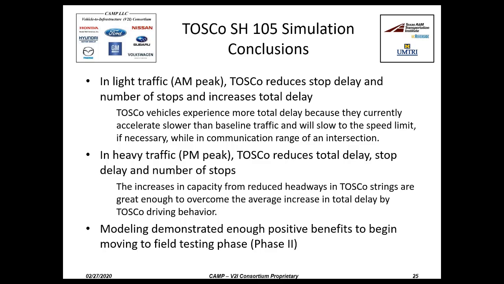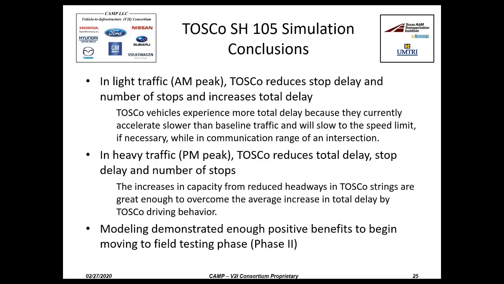One of the things that we're looking at in phase 2 of this project that is ongoing is what sort of acceleration parameters we can provide to TOSCo that are more consistent with the accelerations recorded on State Highway 105. How can we allow TOSCo to accelerate faster and perhaps see more benefit of the TOSCo system? Now, in heavy traffic, TOSCo is able to reduce total delay, stop delay, and number of stops.